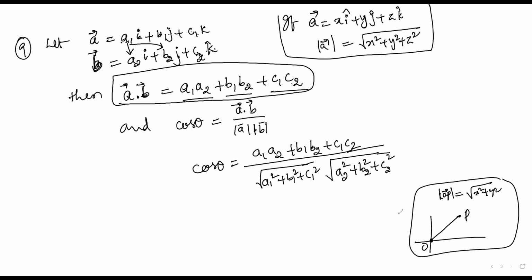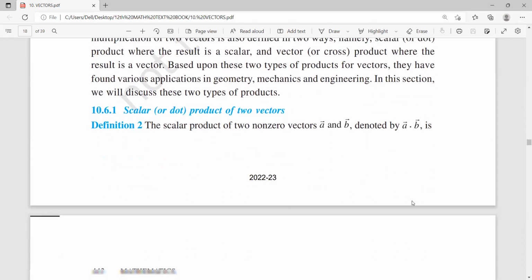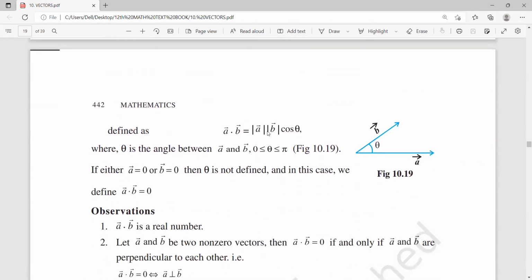This is what we call the scalar product or dot product, the product of two vectors. The scalar product of two non-zero vectors A and B, denoted by A dot B, is defined as A dot B equals mod A mod B cos theta. Theta is the angle between A and B. That angle is always between 0 and pi. It cannot be more than pi.